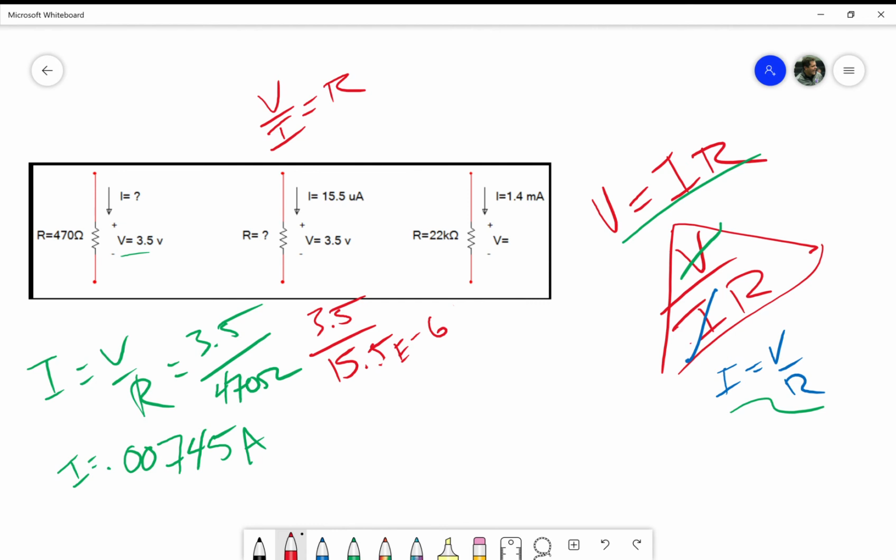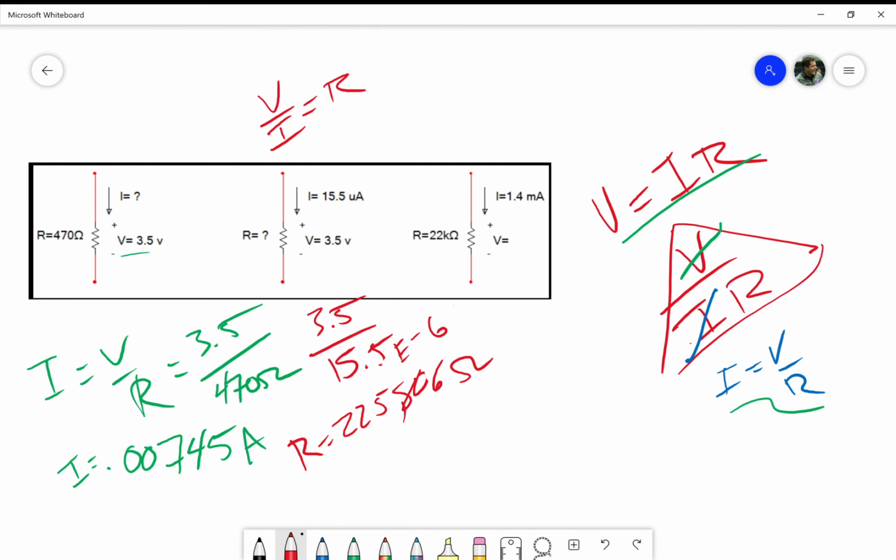So we're going to do 3.5 divided by 15.5 E, because I've got a TI, negative 6. And I get my answer to be 225,806. Whoops, that's a 6. But that should be under rounding anyways. All right, so that is our resistance. That's going to be O for ohms, or omega. So my R is that.